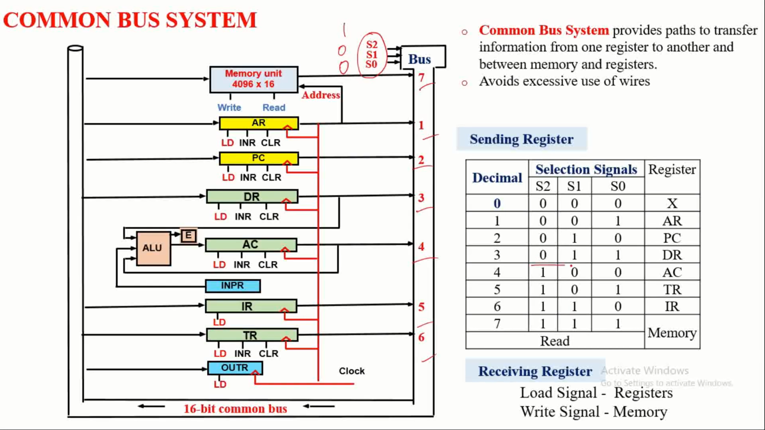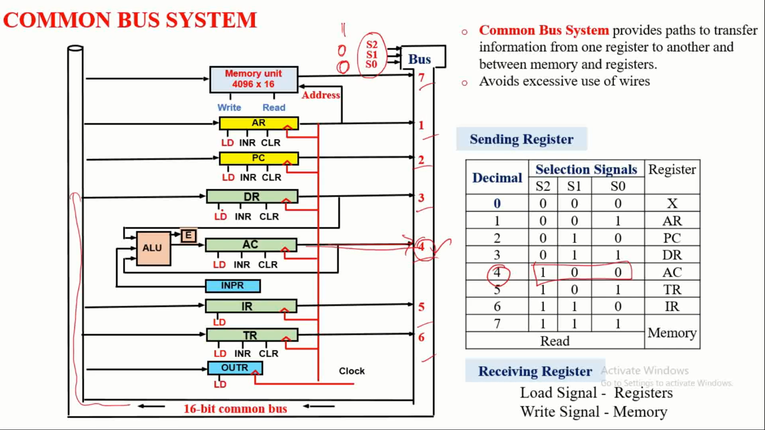What is the number equivalent to 001? It is 4. Okay, the selection signal values are 001. The accumulator has to transmit the information because 001 is equivalent to the number 4, right? Okay, so now the accumulator needs to transmit the information over the bus.